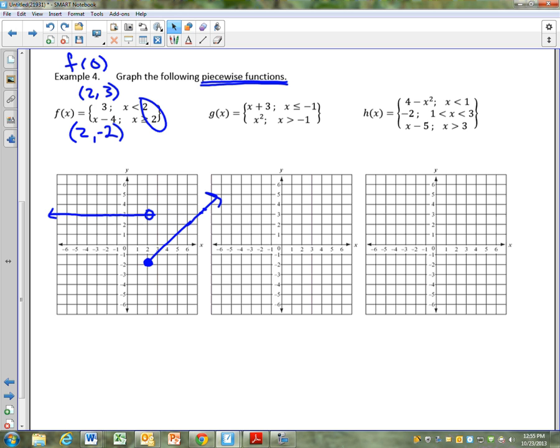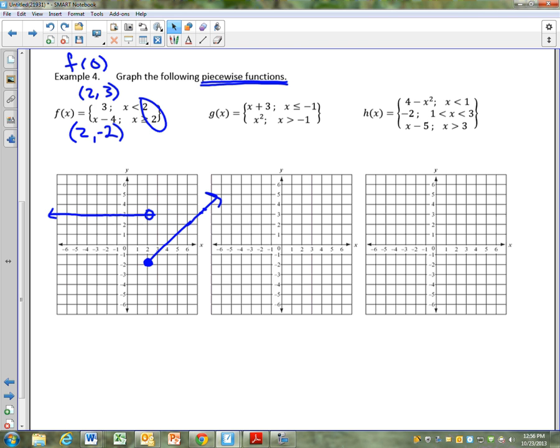Let's try another example. Okay. G of x. What does the graph of x plus 3 look like? It's a line with a slope of 1, passes through a y-intercept of 3. What does x squared look like? What shape is that? Parabola, centered at 0, 0.